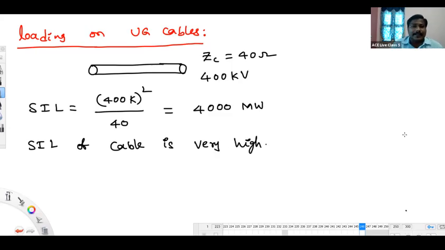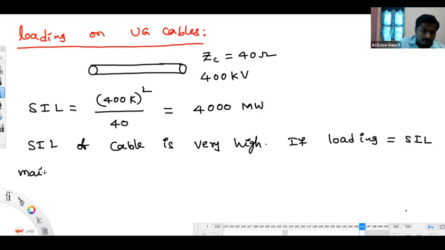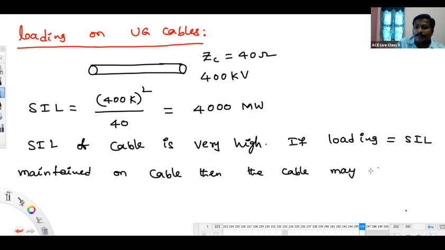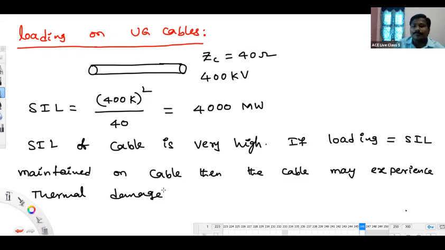SIL of the cable is very high. If loading is equal to SIL on the cable, then the cable may experience thermal damage. Cable may experience thermal damage. Okay.